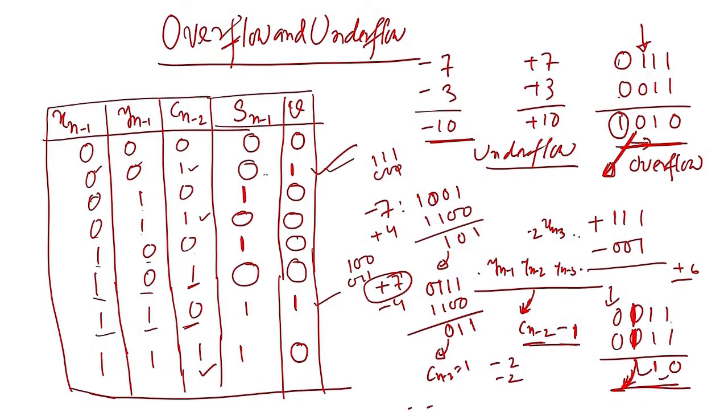Okay. Now, you have got the truth table. So, you can easily generate the function for here and here.